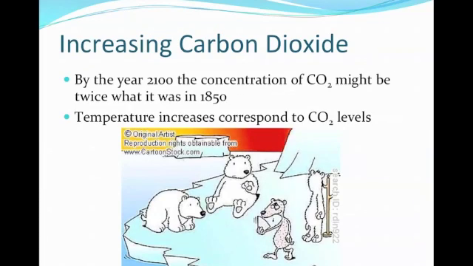The next problem is increasing carbon dioxide. The estimation is by the year 2100, the concentration of CO2 will be twice that it was in 1850. The increase in CO2 corresponds to an increase in temperature because the CO2 traps the heat, and therefore with an increased temperature we are also destroying habitats. Notice how they're all related.